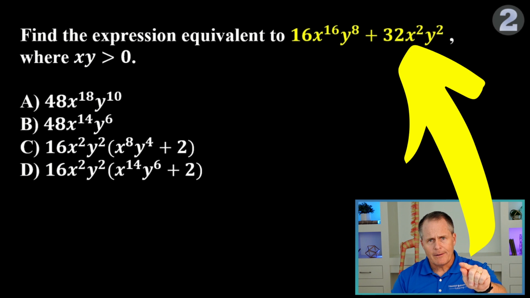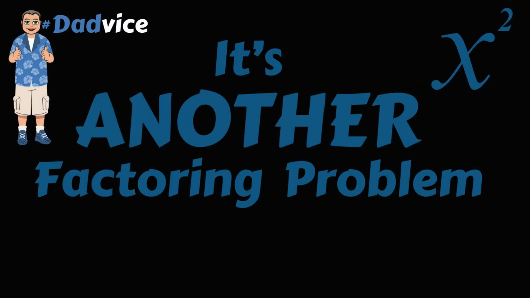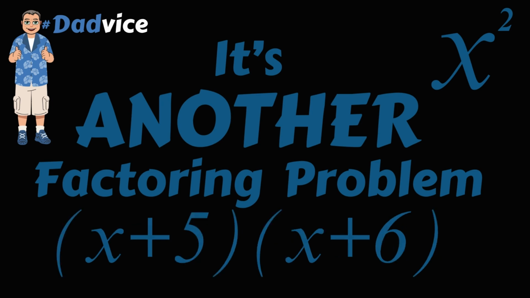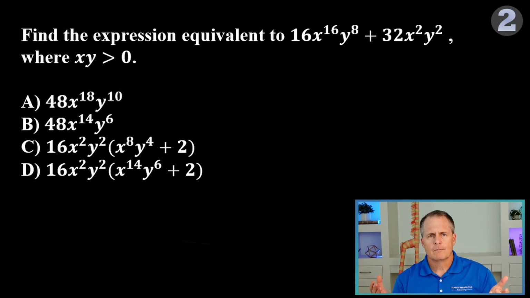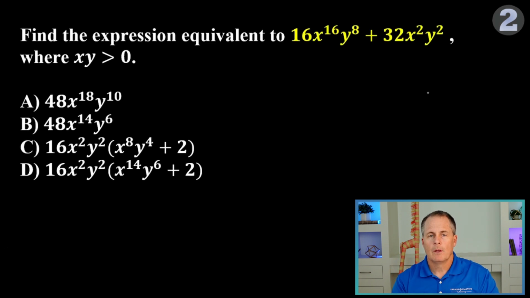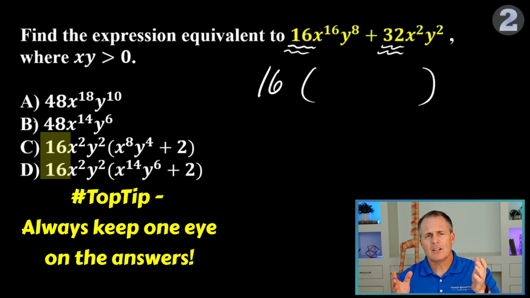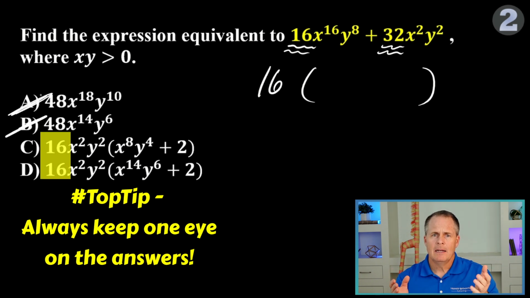See the x squared there? It's another factoring problem. How do you factor it? You take out a greatest common factor, or GCF. Hopefully, you can see that you can take out 16. So it's definitely answer choice C or D.